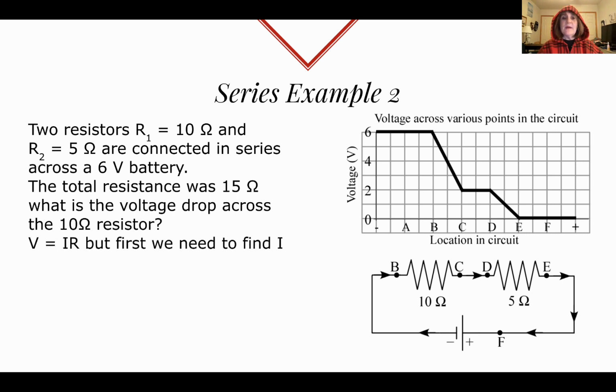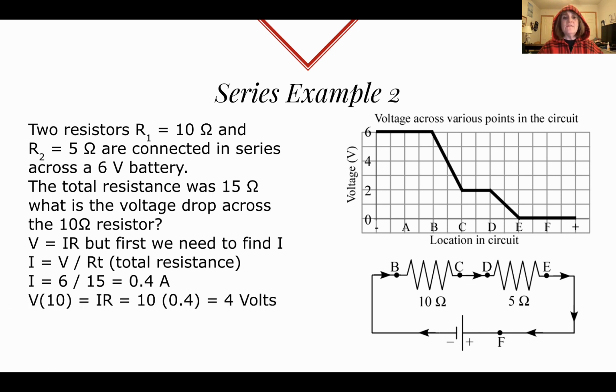Well, if you had to use math to do it, the first thing we have to do is find the current. Current is voltage divided by resistance. So 6 divided by 15 would be 0.4 amps. Then I use that knowledge to find the voltage drop across the 10 ohm resistor to be 10 times 0.4 or 4 volts. 5 times 0.4 is 2 volts. So I drop 4 across the 10 ohm resistor and 2 across the 5 ohm resistor.